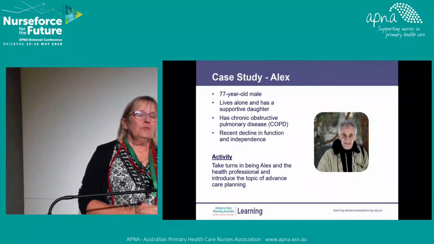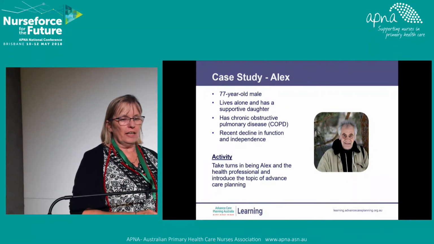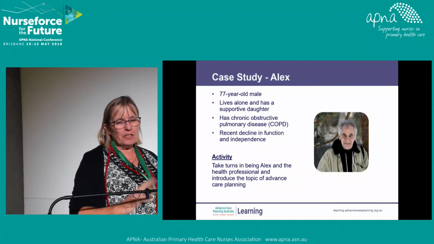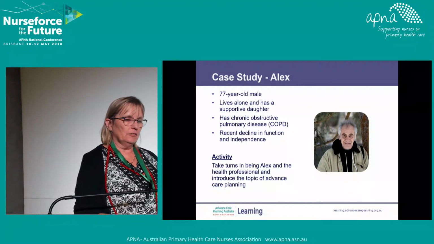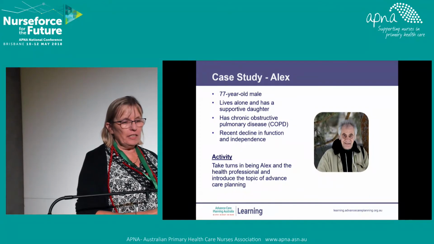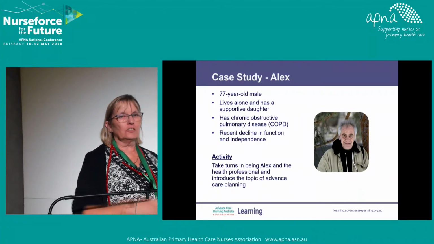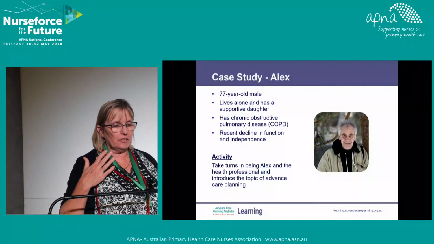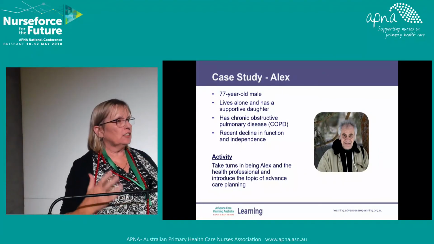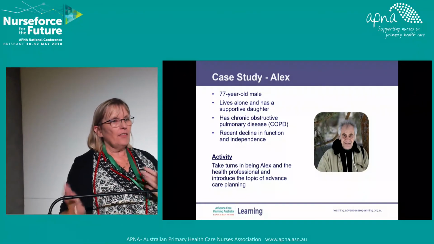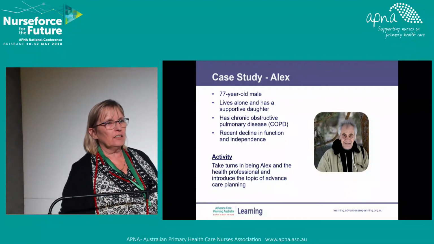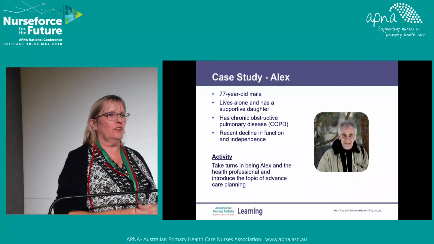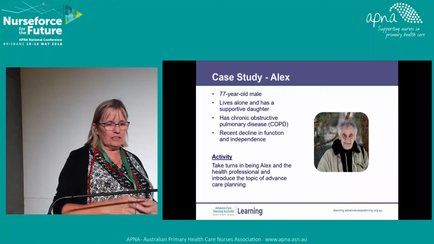Thank you very much. So what we're going to do now is a little bit of role play on your tables. One person takes the role of the patient and one person takes the role of the nurse. We're going to look at Alex. He's a 77-year-old male. He lives alone and he has a supportive daughter. He's got COPD and he's had a recent decline in function and independence. This has got nothing to do with the pieces of paper on your table, that comes later. Practice between yourselves, one of you being the practice nurse and one being Alex, just introducing that conversation. Just take a few minutes, see how you go. How would you bring this up with Alex? Then after a few minutes, swap over and take the alternate role. Does that make sense? Let's just have a go at starting that conversation, how you would do it with Alex, who's got COPD and is declining a bit.